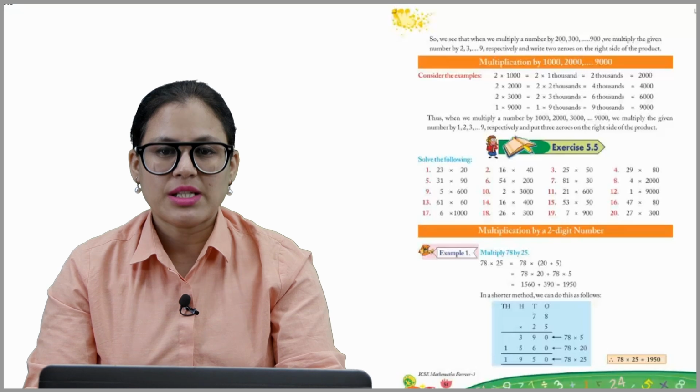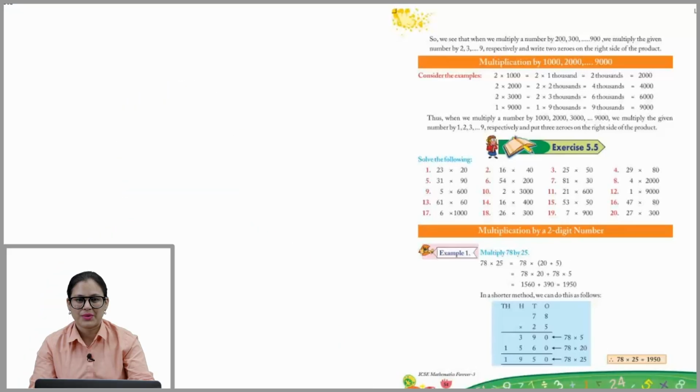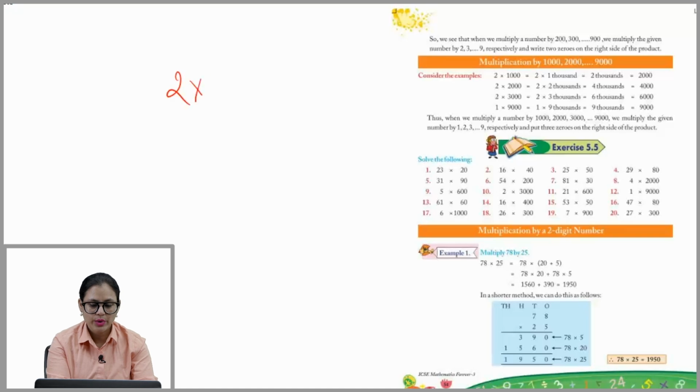Next, multiplication by 1000, 2000 up to 9000. Now let's consider this example. 2 into 1000. 2 into 1 is 2. Now put 3 zeros here.